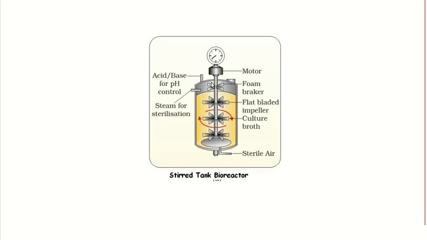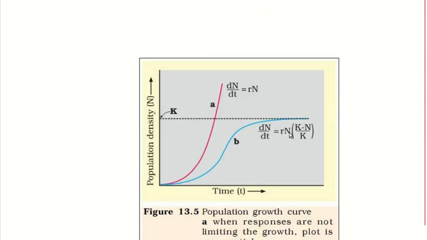The next one is a frequently asked 2-mark question, the stirred tank bioreactor, where they have the flat-bladed impeller, the culture broth, sterile air, outlet for sterile air, steam for sterilization, acid and base for pH control, and a motor. Then there is a foam breaker too. So all these labelings will help you fetch the 3-mark question. It might be asked for the stirred tank bioreactor.